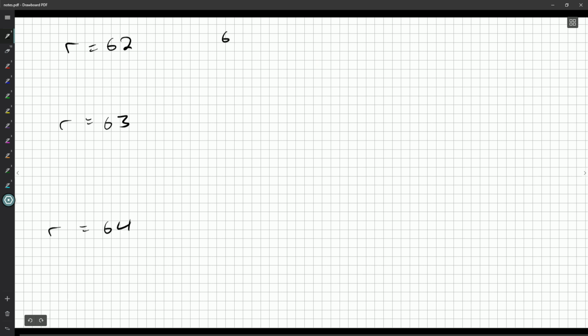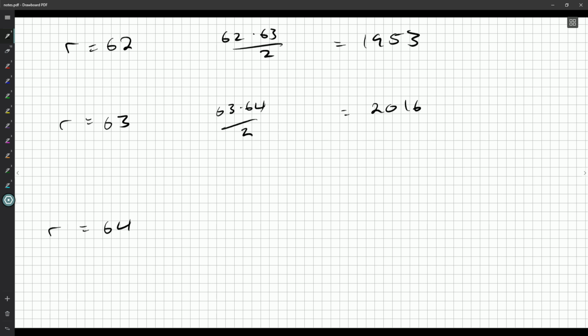Okay? So the 62nd triangular number is going to be 31 times 63 when you work it out. And that's going to be 1953. That's a little too low. What about 63 times 64, all over 2? Well, that's 2016. That's just bigger than 2000. Okay? So I don't really even need this one.